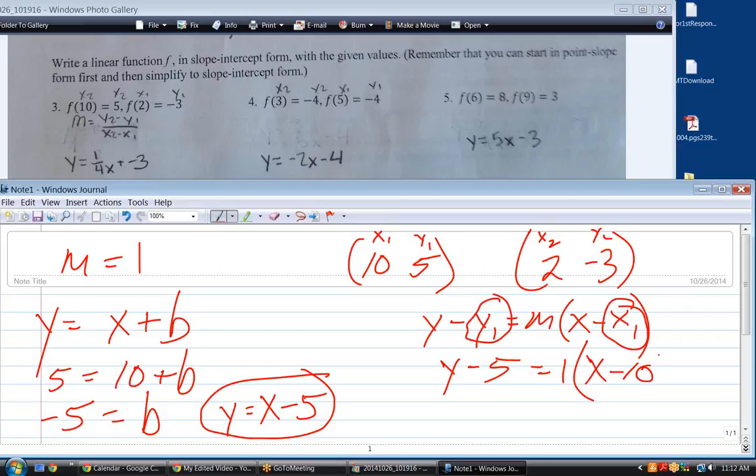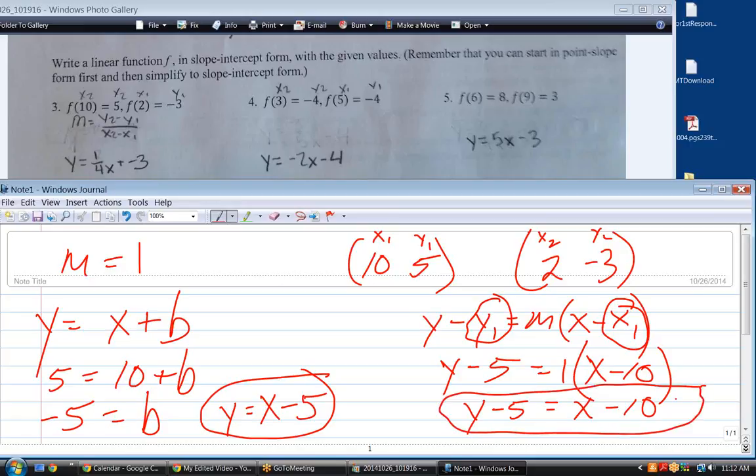What's left is an equation in y and x. Well, y minus 5 equals x minus 10. That would be the answer if they didn't mind point slope format. But notice it's the same equation. If I take this and add 5 to both sides, I get y equals x minus 5. So it's the same equation. It's just we chose to do it in 2 different ways.